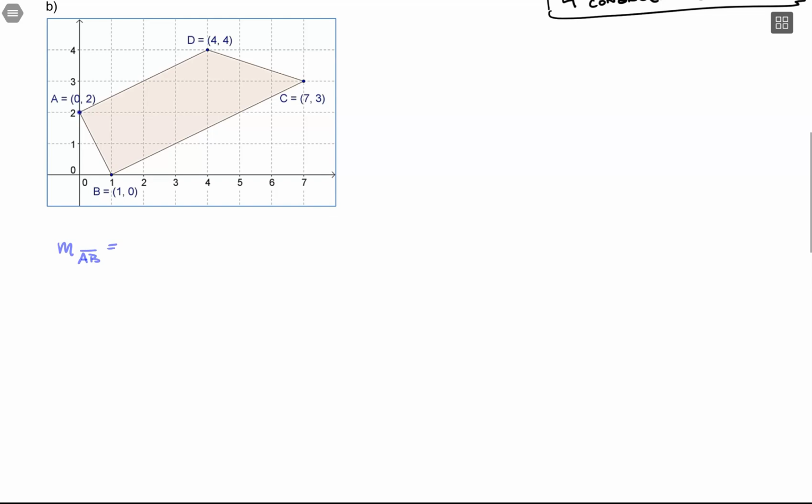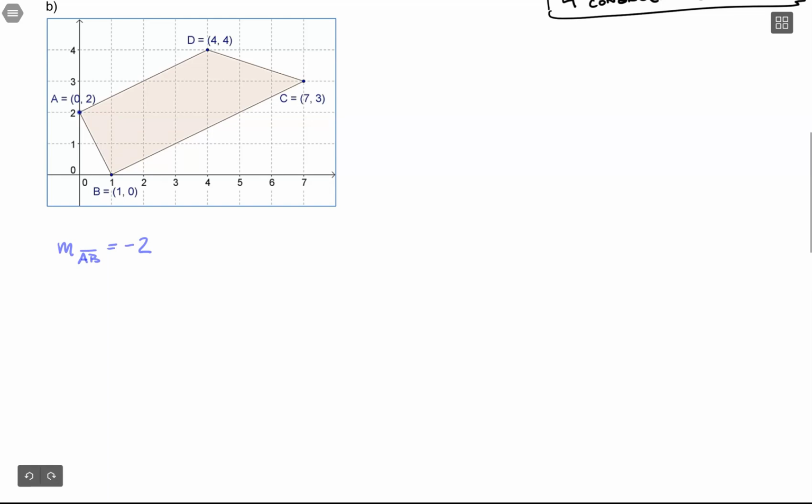So to get from B to A, I have to rise 2 and run -1. So that is a slope of -2. Rise 2, run -1. 2 divided by -1 is -2.